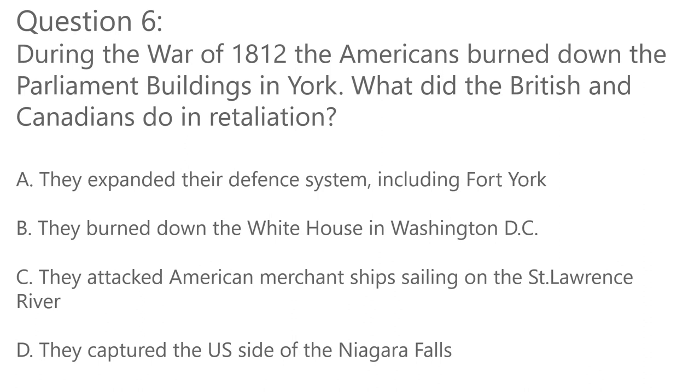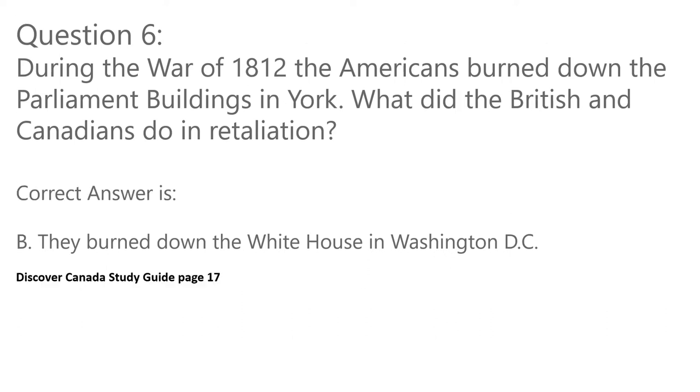Question 6. During the War of 1812, the Americans burned down the Parliament buildings in York. What did the British and Canadians do in retaliation? A. They expanded their defense system, including Fort York. B. They burned down the White House in Washington, D.C. C. They attacked American merchant ships sailing on the St. Lawrence River. D. They captured the U.S. side of the Niagara Falls. Correct answer is B. They burned down the White House in Washington, D.C. Discover Canada Study Guide, page 17.